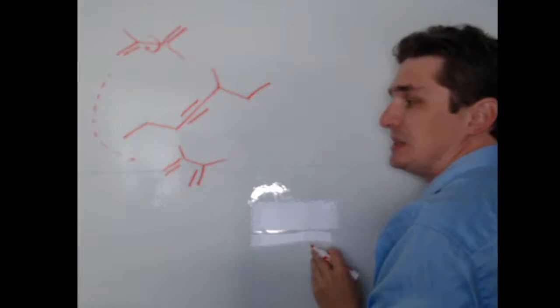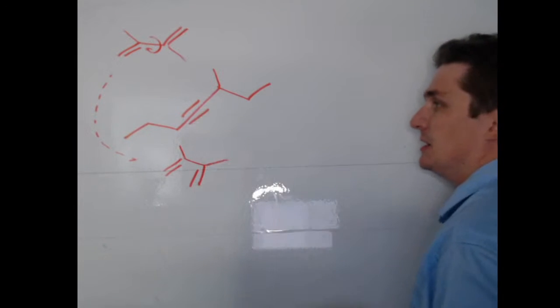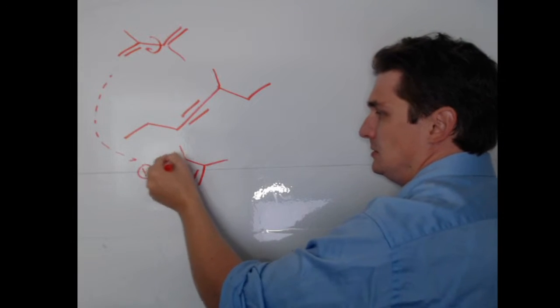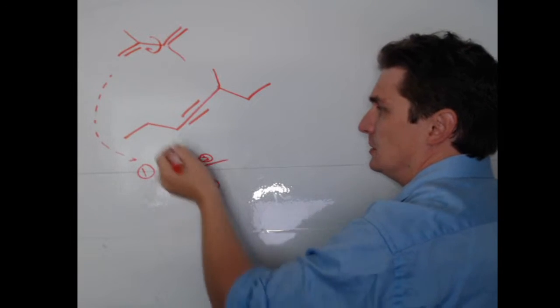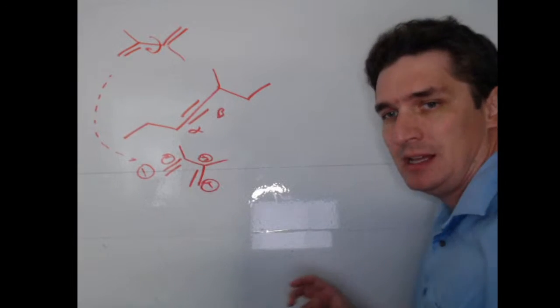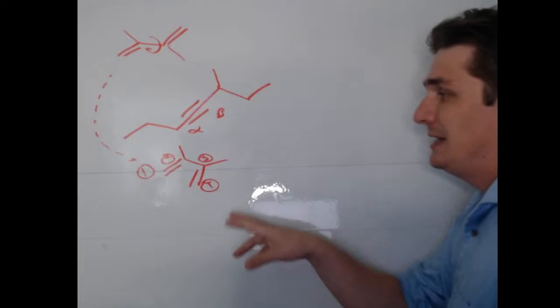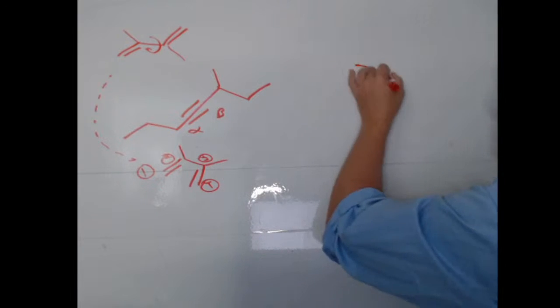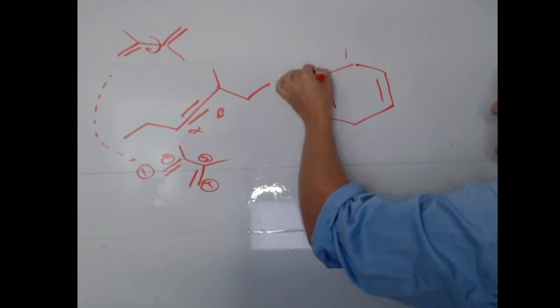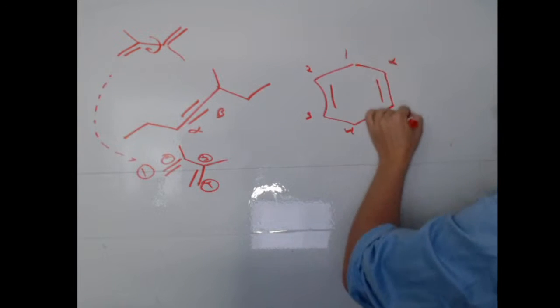So this is just Diels-Alder. You've got your diene and you've got your alkyne. So let's number the carbons, 1, 2, 3, 4. And we got alpha and beta here. So the product of a Diels-Alder between a diene and an alkyne is the 1,4-cyclohexadiene. So we're going to produce this, carbons 1, 2, 3, 4, and alpha and beta.